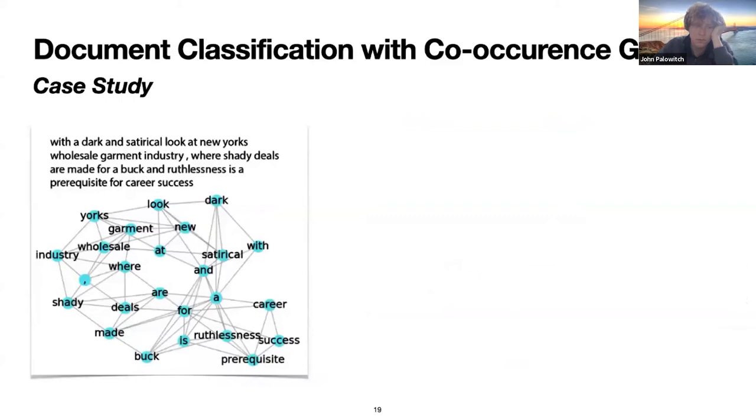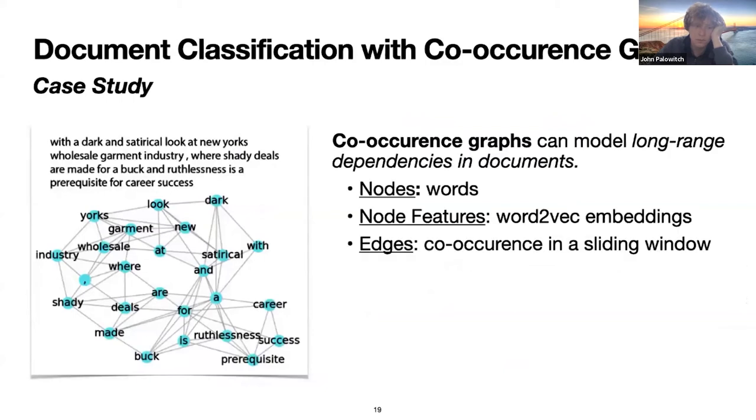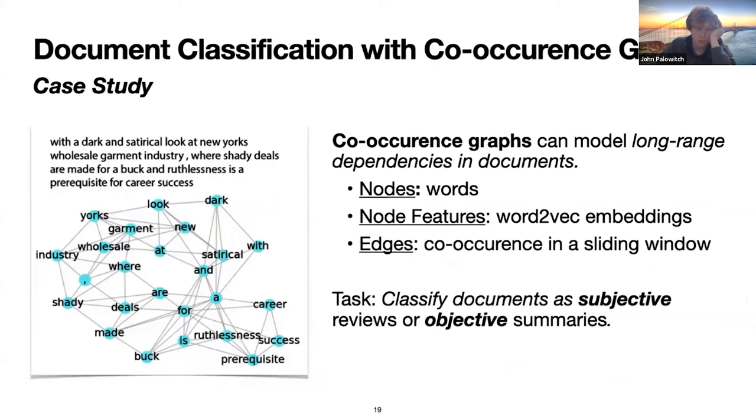Our first case study is a document classification task using co-occurrence graphs. Co-occurrence graphs have been used to effectively model documents as they can capture long-range dependencies. These graphs are created as follows. Words correspond to nodes, word2vec embeddings to node features, and edges are defined as co-occurrence within a sliding window. Our task here is to classify documents using these co-occurrence graphs as subjective or objective.